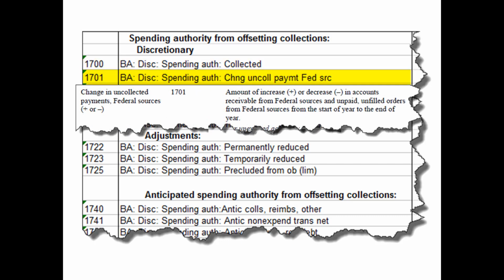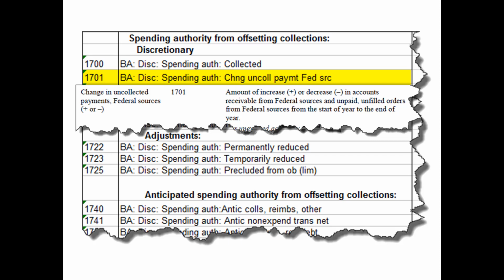Line 1701 is change in uncollected payments, federal sources. This could be the amount of reimbursements from another federal government account that is earned but not collected, or it may represent a trust fund transfer that's authorized by law but that has not been made yet. Either way, this is the amount of discretionary collections that are owed to you by another federal agency because you've done some work but you haven't collected, or by a trust fund that's providing a transfer under law. In the accounting world, these are known as receivables.